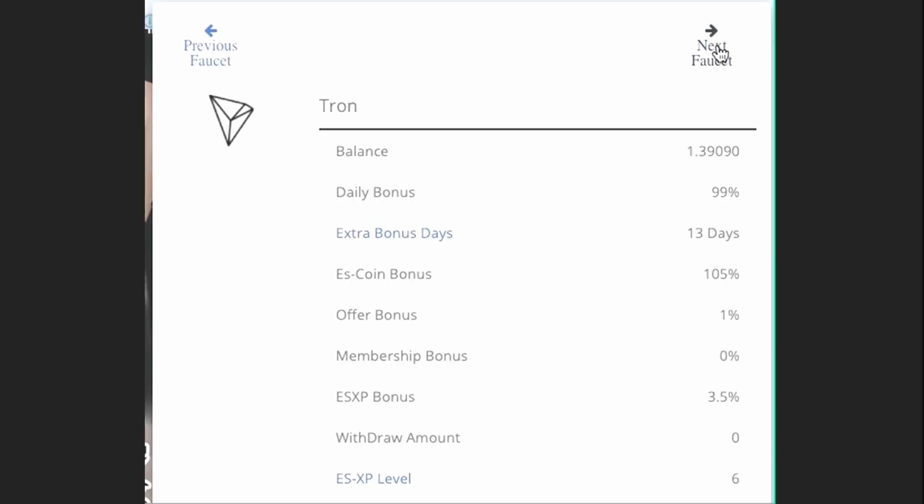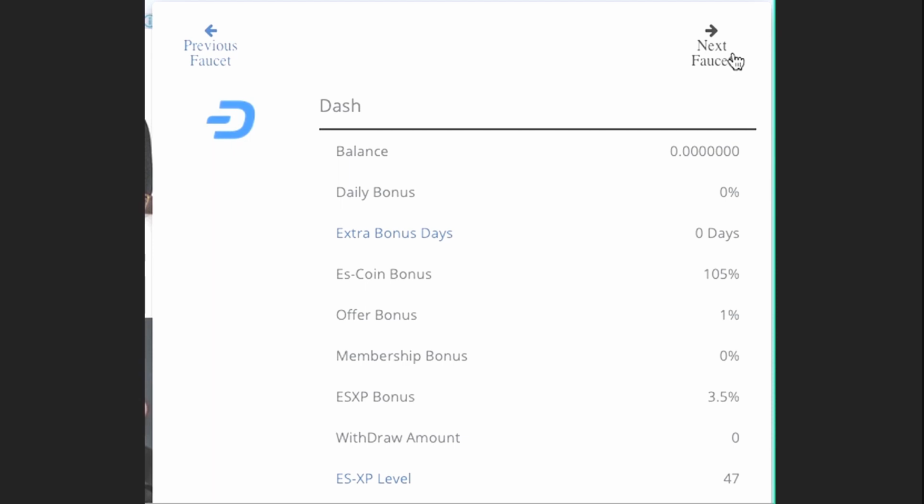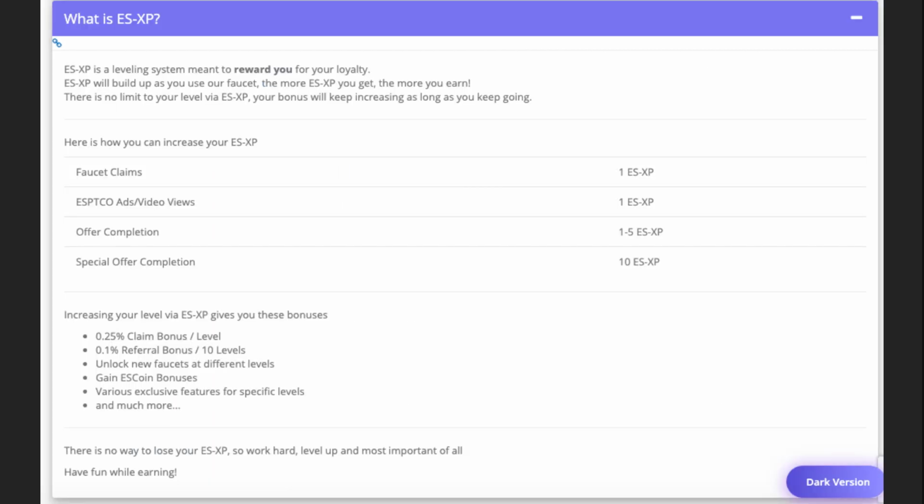Now, I just told you not to check it so much, but in the beginning there are reasons why you actually might want to. And I'll tell you why. Because when you start out, you are not able to access all 14 of the cryptocurrencies. You'll have access to 8 of them, plus ES coins. To unlock additional, you have to increase your level by gaining ES XP. You gain that by claiming faucets and completing offers.